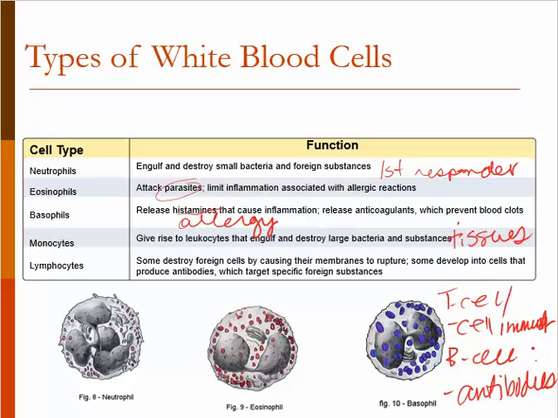So they can destroy foreign cells, and some of them, see where it says some develop into cells that produce antibodies. That would be your B cells. And then T cell lymphocytes destroy foreign cells, and they help to protect your cells. If a person has the HIV virus and then it develops into a disease called AIDS, what the virus attacks are your T cells, so you don't really have any defense against any of these types of diseases.